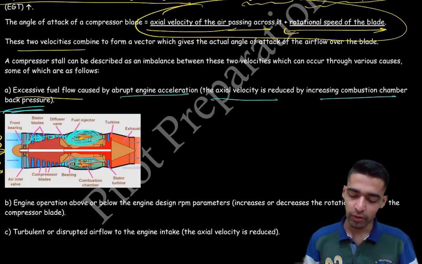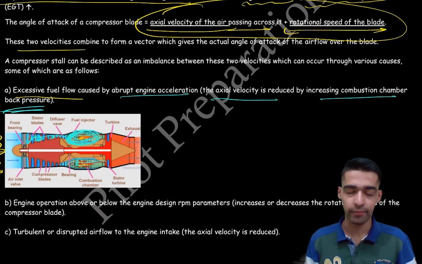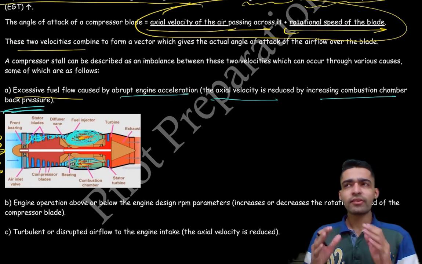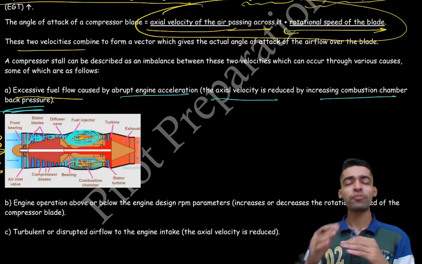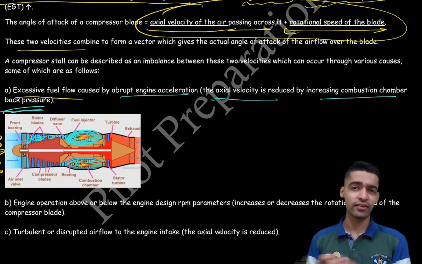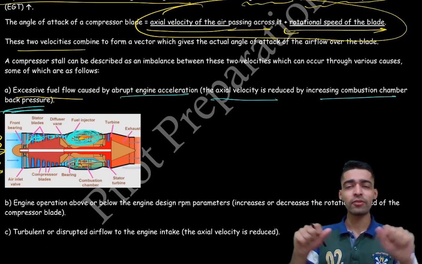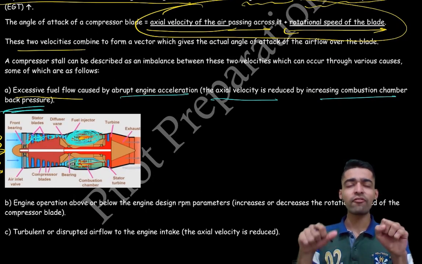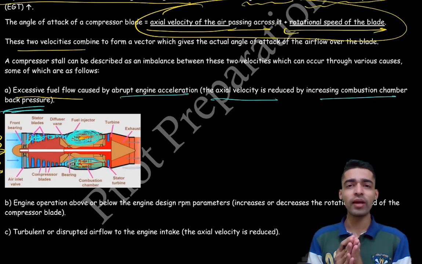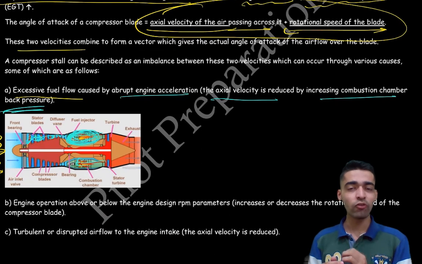Now we come to the second point, that is engine operation above or below the engine design RPM parameter. So if we are traveling at a higher speed than the design speed, or at a lower speed than the design speed, what will happen? The compressor can stall and the engine can even stop. Just imagine if you are traveling by a bike. And if you're traveling at a very slow speed, what will happen? The bike can fall, correct? The bike has a tendency to fall.